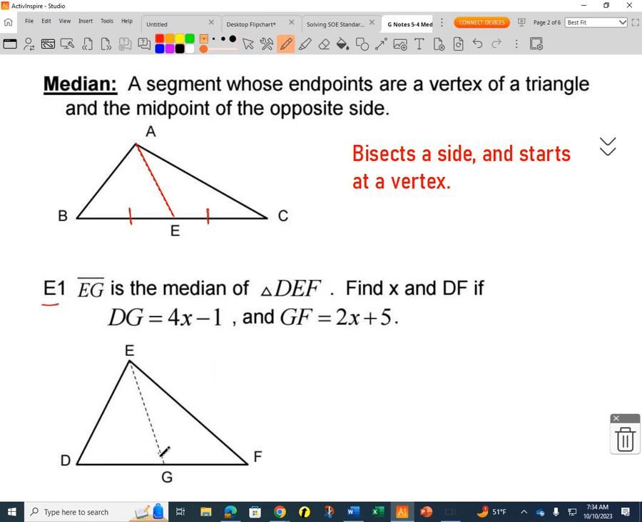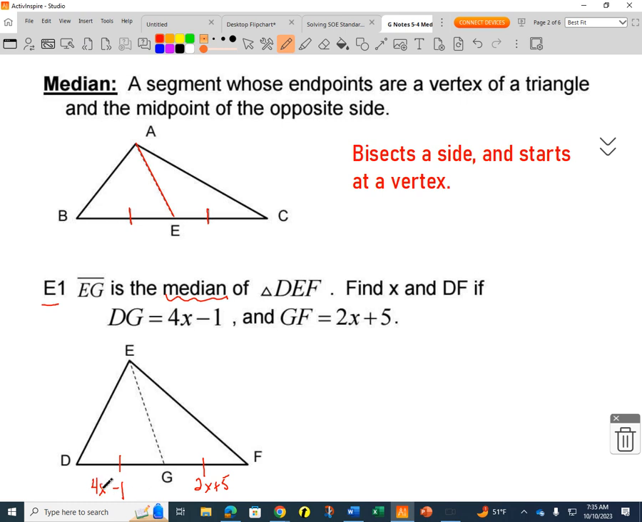EG is a median of triangle DEF. So right now I'm thinking I've got to go ahead and mark these segments. It splits this side DF into two congruent segments. The question asks us to find X and DF if DG equals 4X minus 1 and GF equals 2X plus 5. So DG from here to here is 4X minus 1 and GF from here to here is 2X plus 5. So we know that they're congruent, so now we can write our equation.